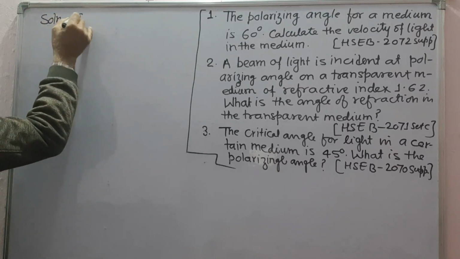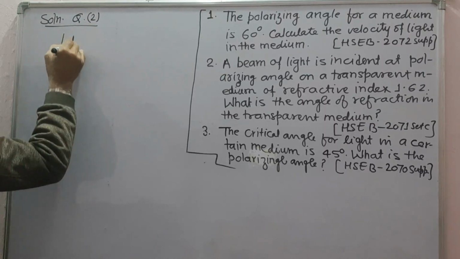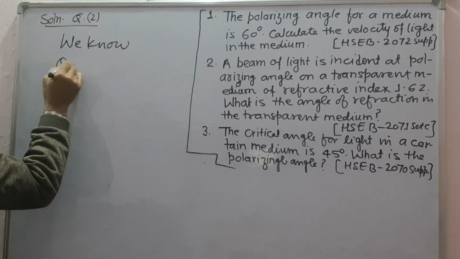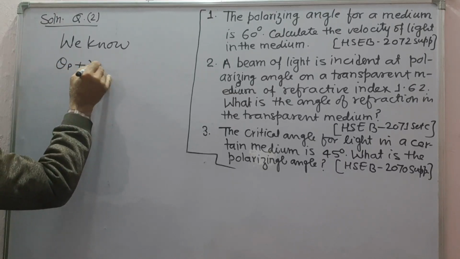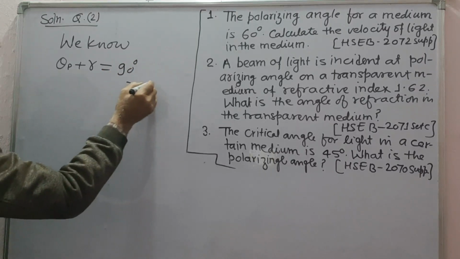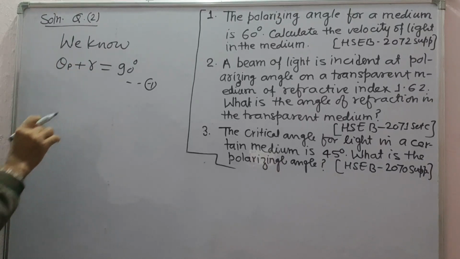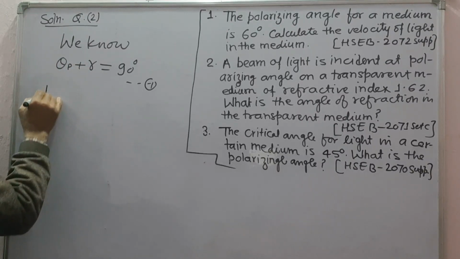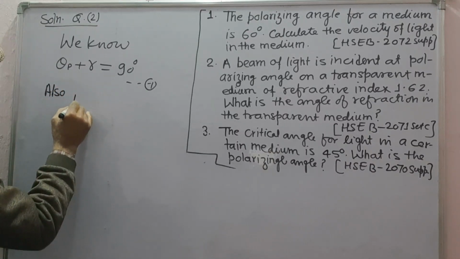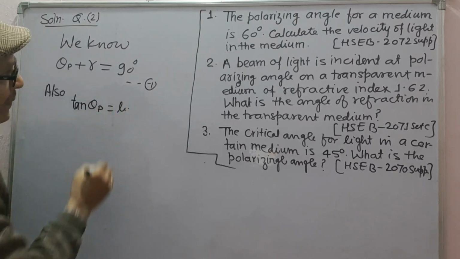Solution to question 2. We know theta p plus r is equal to 90 degrees. Here, polarizing angle plus refracting angle is 90 degrees. Also, tan theta p is equal to mu.